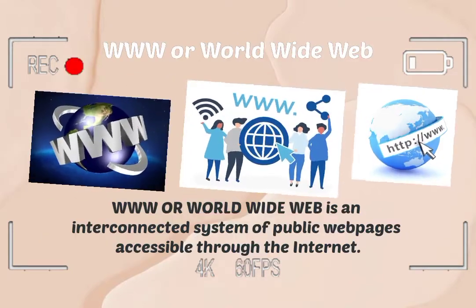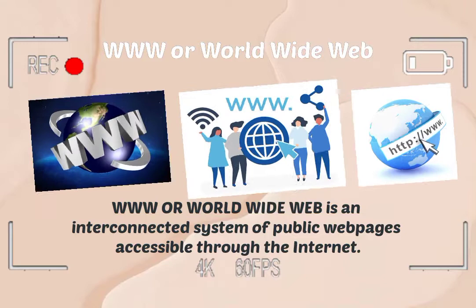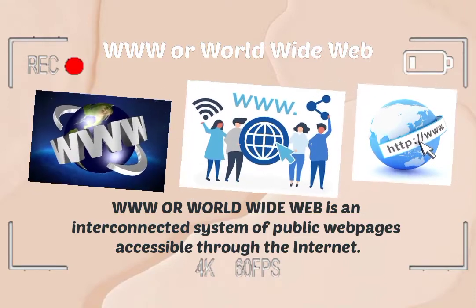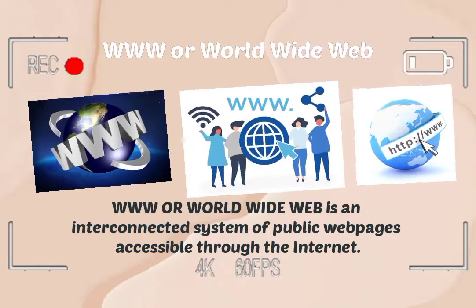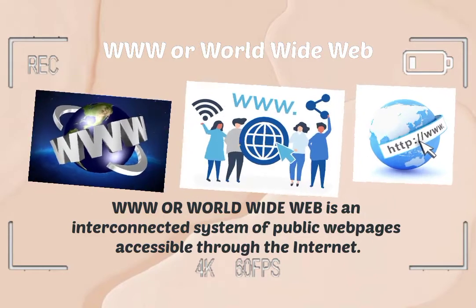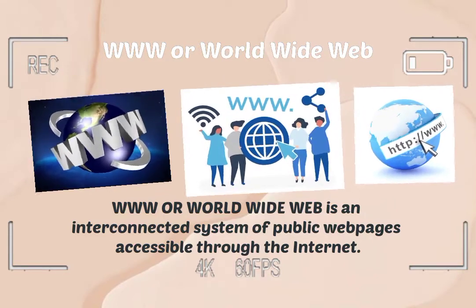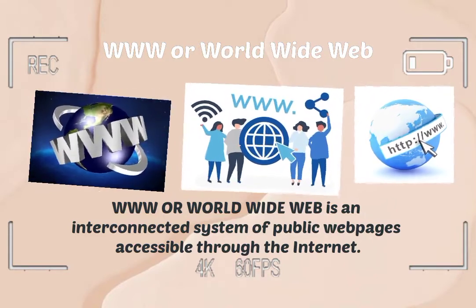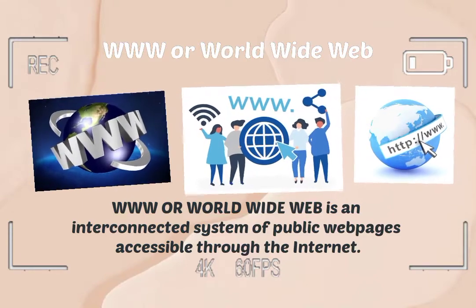Third is WWW or World Wide Web. It is an interconnected system of public web pages accessible through the internet. The web is not the same as the internet. The web is one of many applications built on top of the internet.